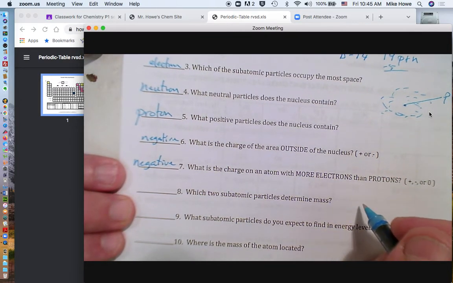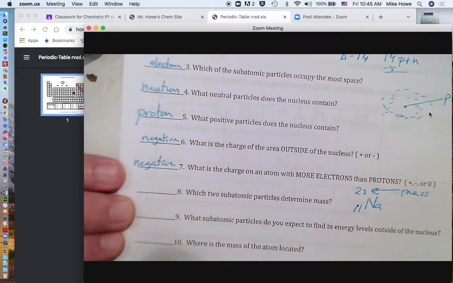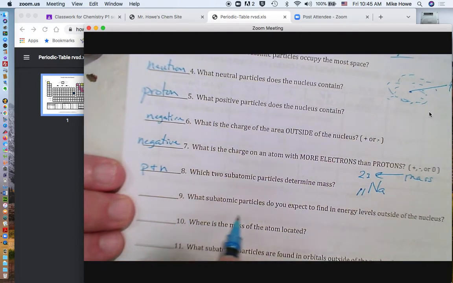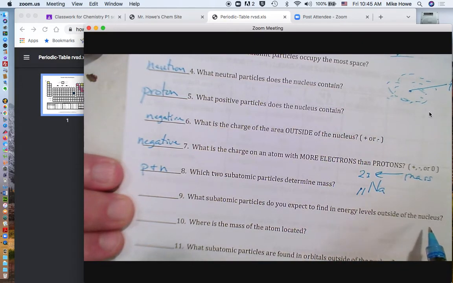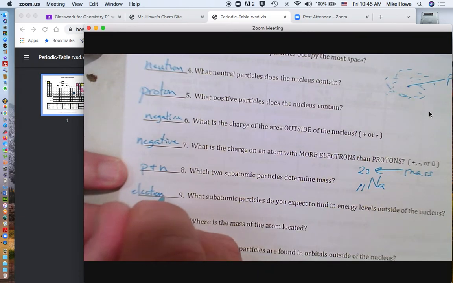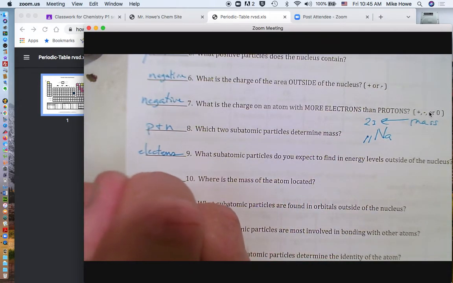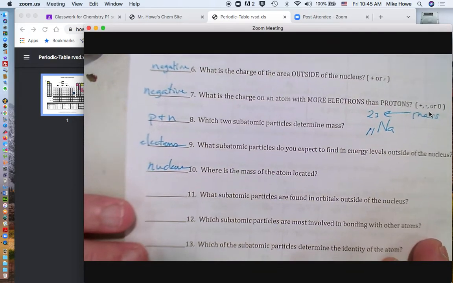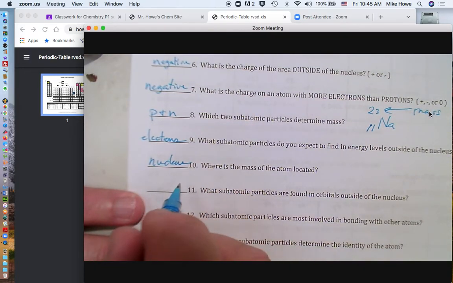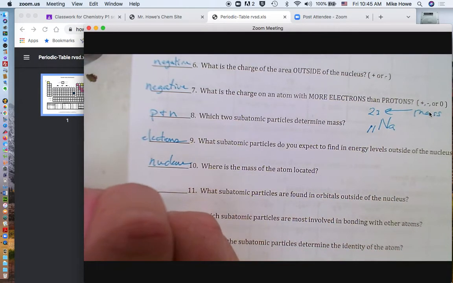And then the mass, if you remember this notation we had like this, this was the mass number. And so the two particles that determined them were the protons and the neutrons. The subatomic particles that you expect to find in energy levels outside of the nucleus, energy levels out here, and then of course where's the mass all located? All right, and then orbitals outside the nucleus, same thing, same answer. Energy levels are divided into sublevels, sublevels are divided into orbitals.